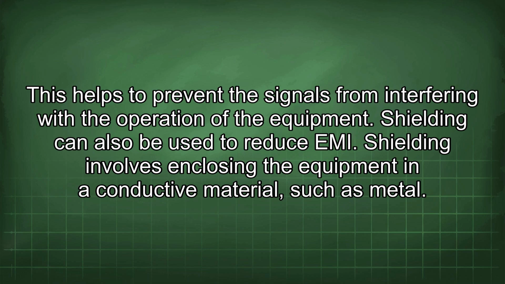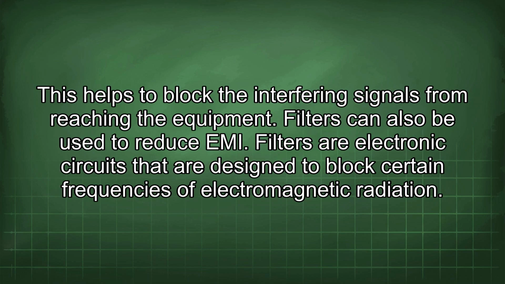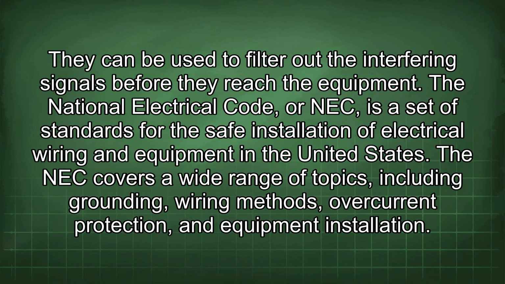Shielding can also be used to reduce EMI. Shielding involves enclosing the equipment in a conductive material, such as metal. This helps to block the interfering signals from reaching the equipment. Filters can also be used to reduce EMI. Filters are electronic circuits that are designed to block certain frequencies of electromagnetic radiation. They can be used to filter out the interfering signals before they reach the equipment.